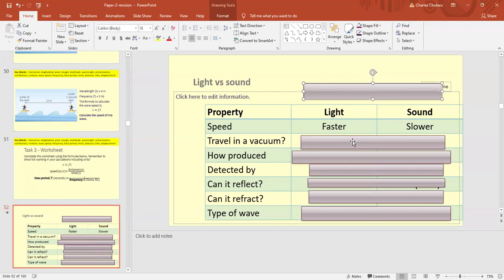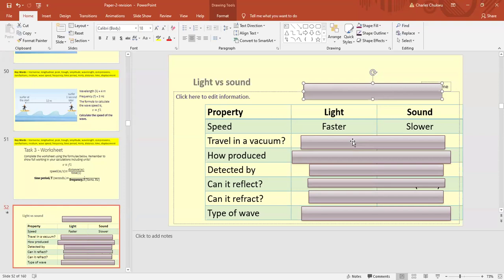So why did you say yes, that light is faster than sound? Why did you say that? We've done the practical, but I don't remember. Okay, the practical. But now let's pretend you don't have the apparatus to do the practical, but you want to prove to somebody that light is actually faster than sound.